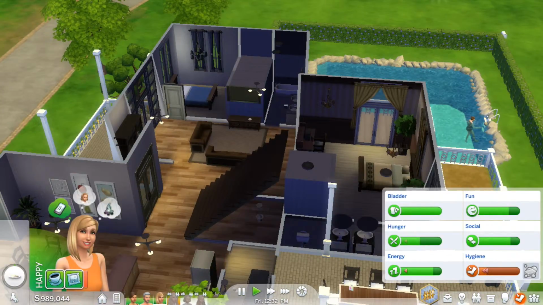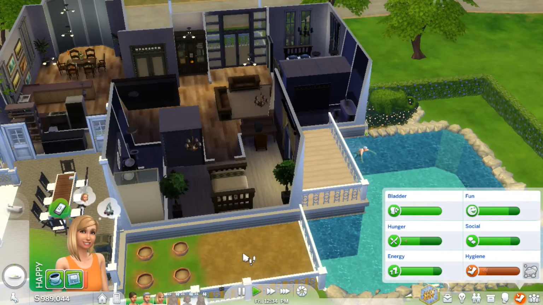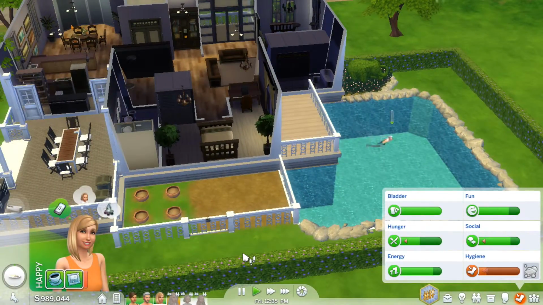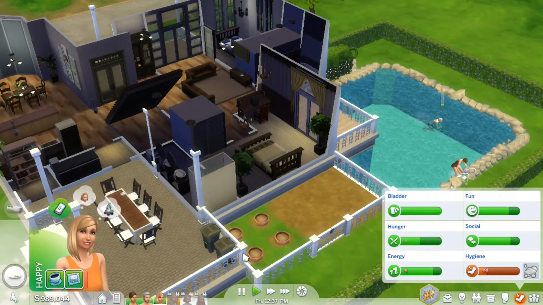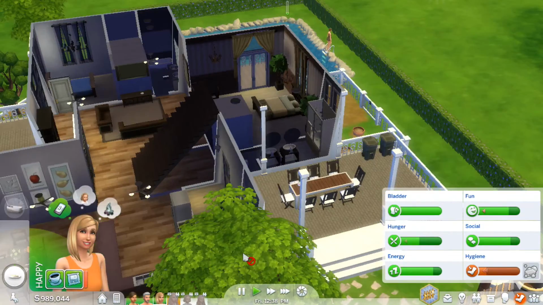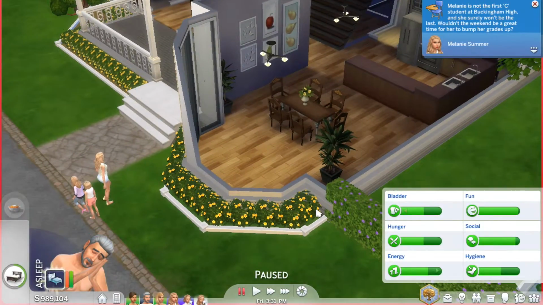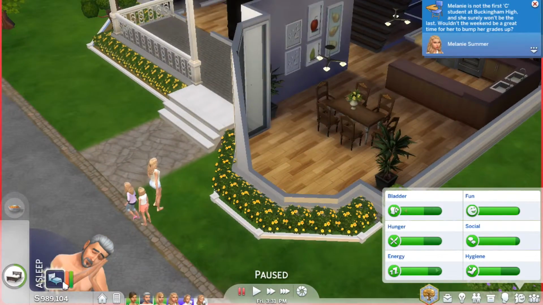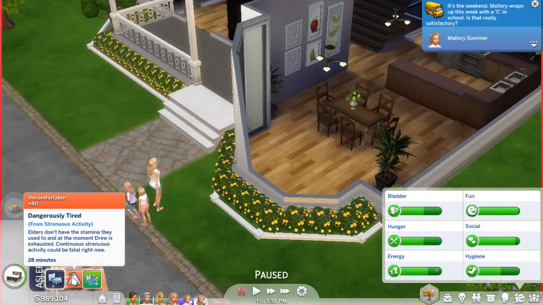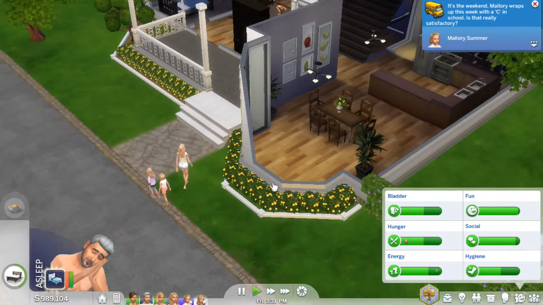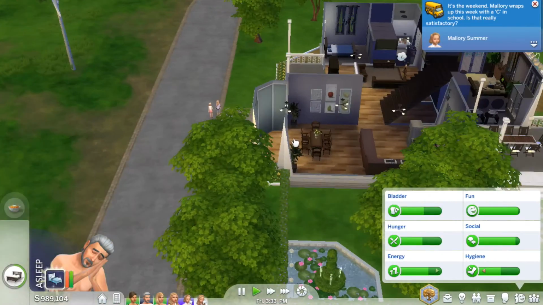Okay. So, I guess that's really all there is to do for now. I'm going to fast forward until the kids are home. Okay, so a couple of things. The girls are back. And Drew actually got dangerously tired anyway. I thought that swimming would be safe, but apparently it's not. So I might just have to be very careful with that.